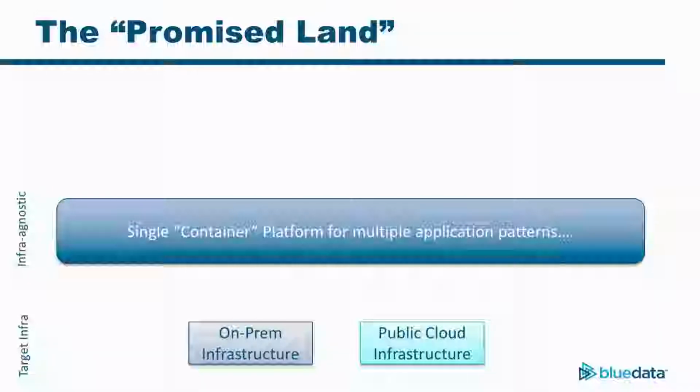Initially it was all about folks calling it a cloud platform or what have you. But really what they describe to us is they want a single container platform, very specific about using containers, a single container platform for running multiple application patterns. And they want this to be, obviously, infrastructure agnostic. They want to take this cloud, run it on premises, run it on the public cloud providers.